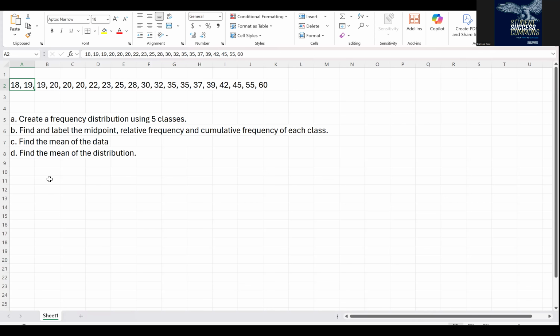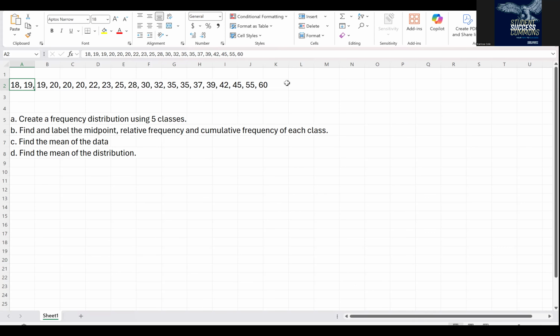Some people call them groups or classes. Some people call them bins. It can be very helpful if you visualize them literally as like, I've got 5 different boxes that I'm going to put my numbers in. What we need to do right now is figure out what the labels on the boxes are going to be. This is called finding the class width.